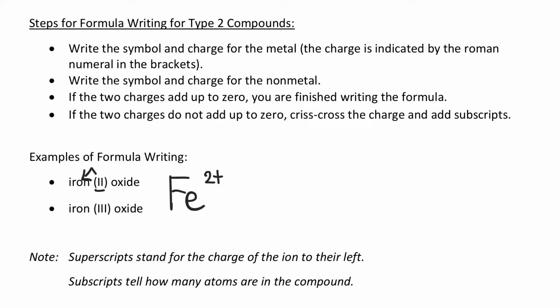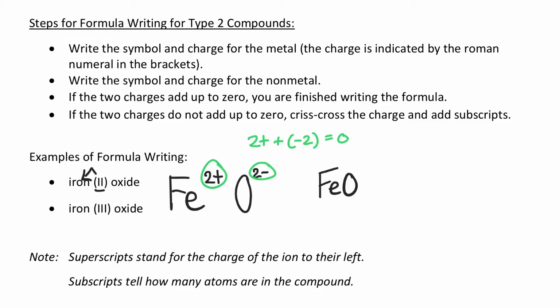Then we're going to write the symbol and charge for the nonmetal, and we're looking at oxide in this first example. So that means our symbol is O for oxygen, and oxygen is in group 16. That means it has a 2- charge. Then we can take our two charges, and we say that 2+ and 2- add together to give us 0. So we know that our formula is complete. It's balanced as we see. So iron 2 oxide, the final formula would be FeO.